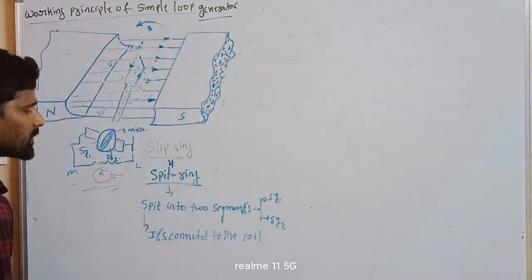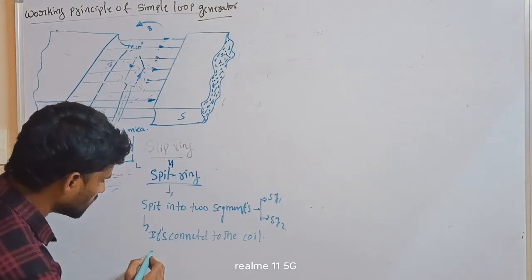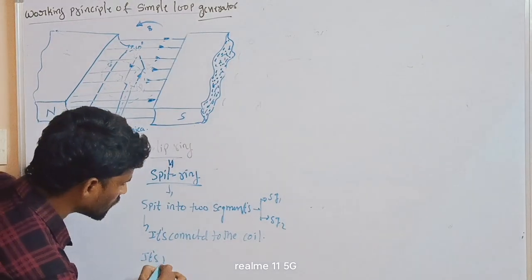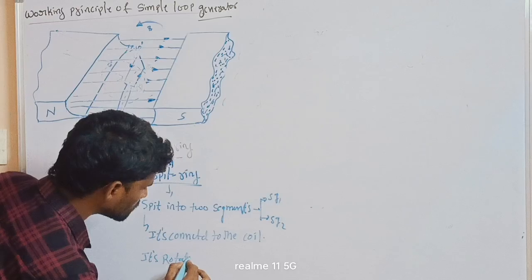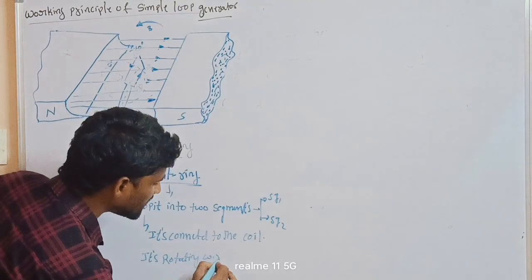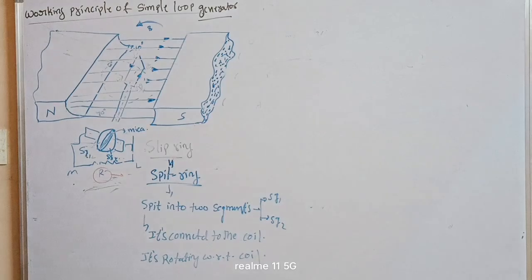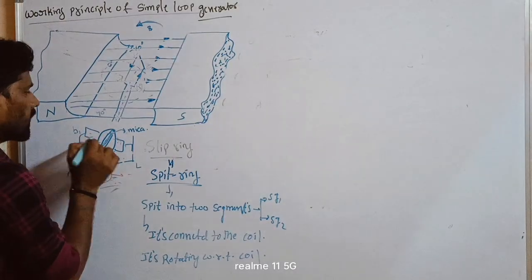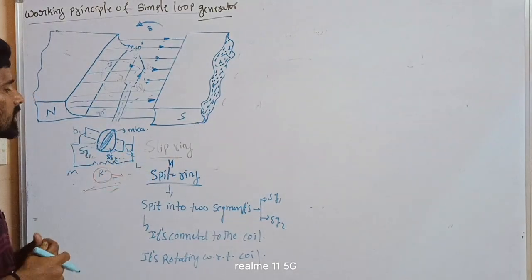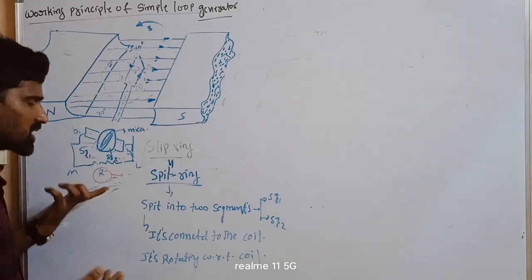So it is rotating with respect to the coil. Similarly, it is rotating with respect to the coil. The coil and the parts rotate. So the remaining ones are B1 and B2. B1, B2 are brushes, same as before.